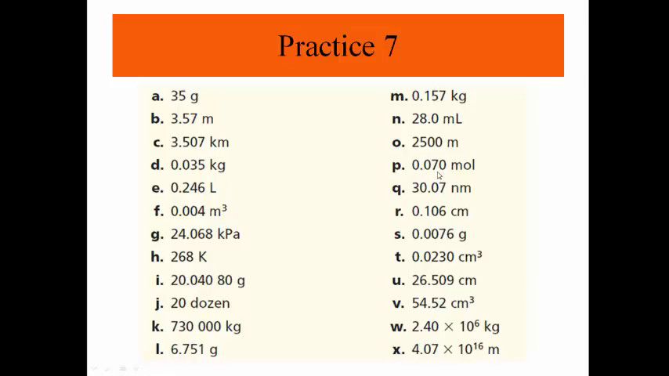0.070, here in this case we have only two significant figures, 7 and 0 at the end. We have 30.07, all of them are significant, so we have four significant figures. 0.106, these three are significant, we have three significant figures. 0.0076, we have two significant figures. 0.0230, we have three significant figures. 26.509, all of them are significant, we have five significant digits. 54.52, all of them are non-zero, so four significant figures.